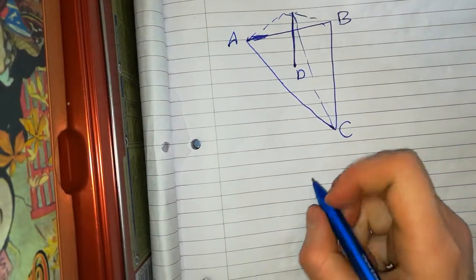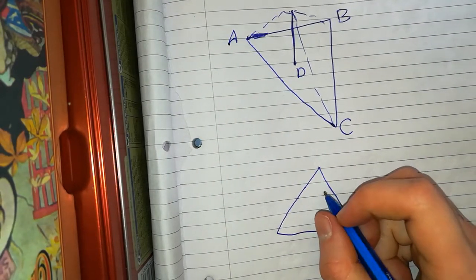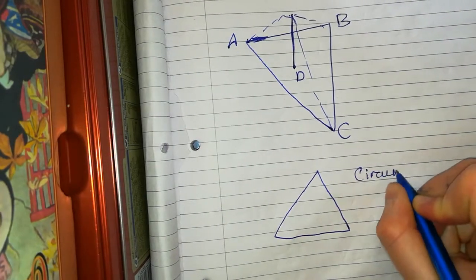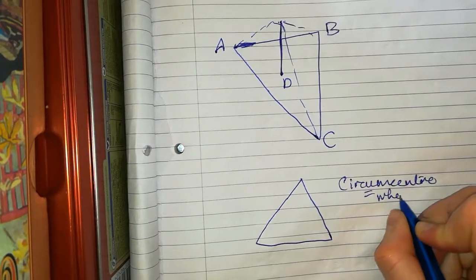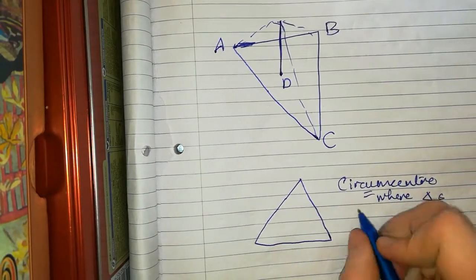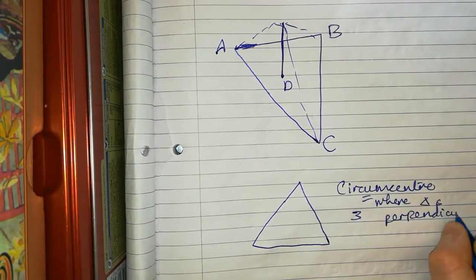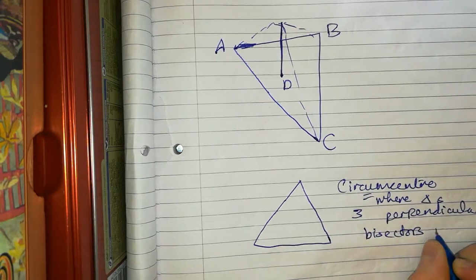So say if we just had a triangle, well, the circumcenter is formed by where the triangle's three perpendicular bisectors meet.